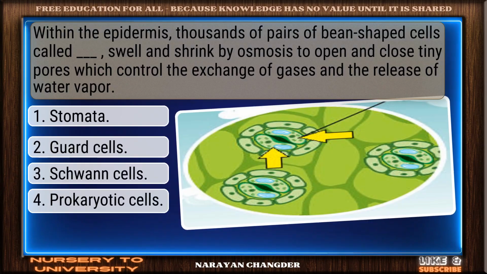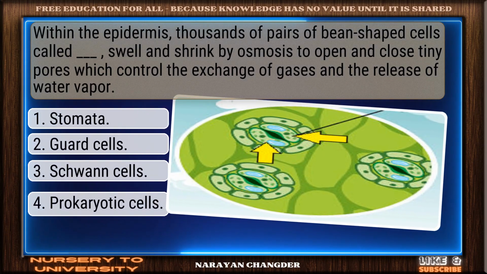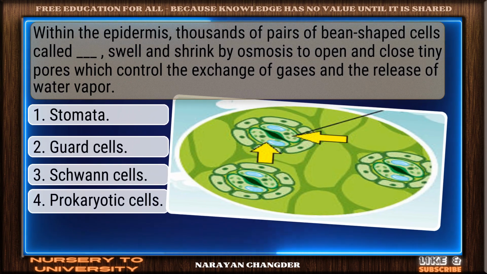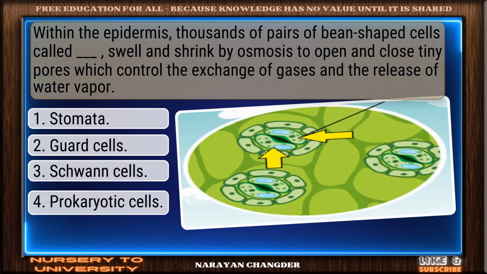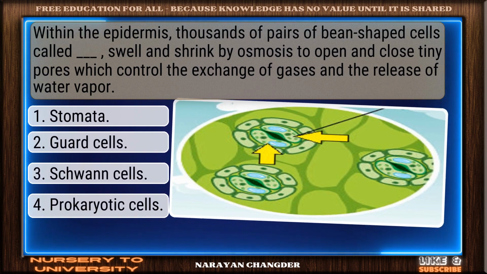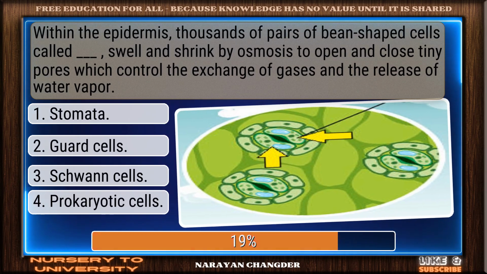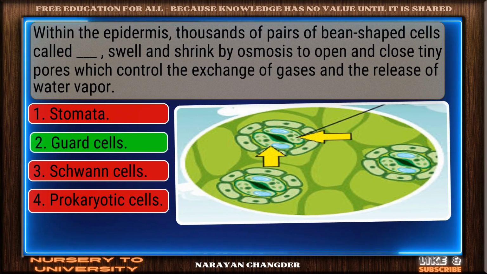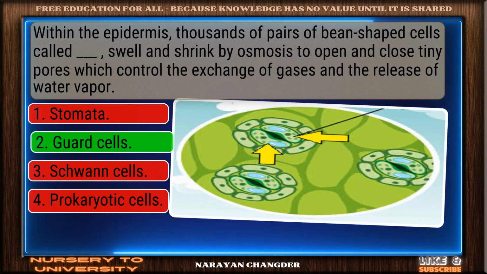Question number 2. Within the epidermis, thousands of pairs of bean-shaped cells called dash swell and shrink by osmosis to open and close tiny pores which control the exchange of gases and the release of water vapor. Smart move. Guard cells is an accurate answer.